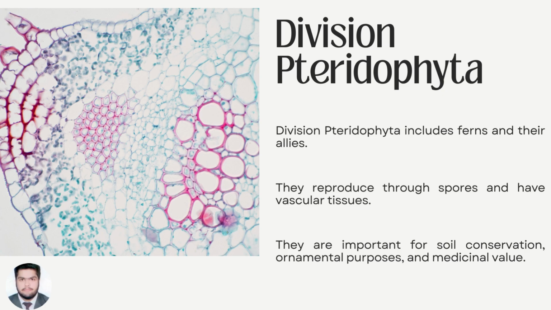Division Pteridophyta. Division Pteridophyta includes ferns and their allies. They reproduce through spores and have vascular tissues. They are important for soil conservation, ornamental purposes, and medicinal value.